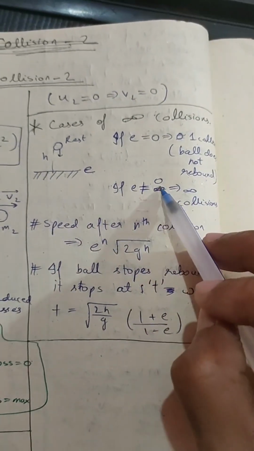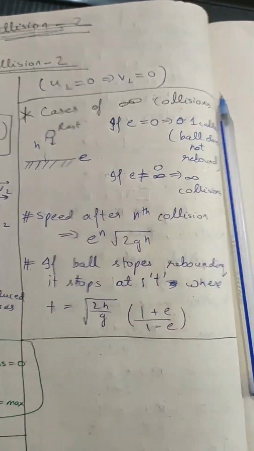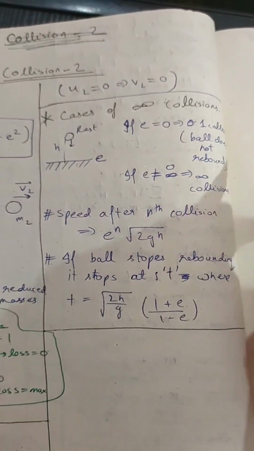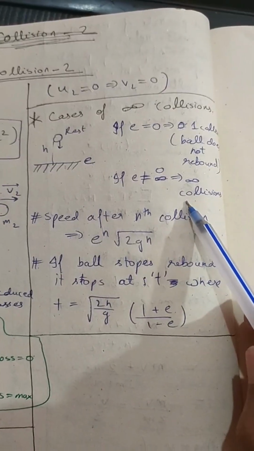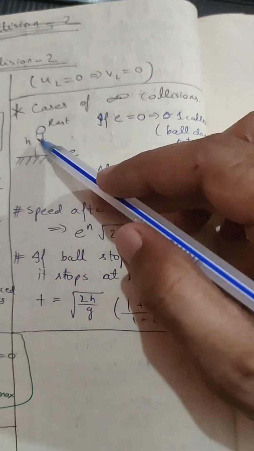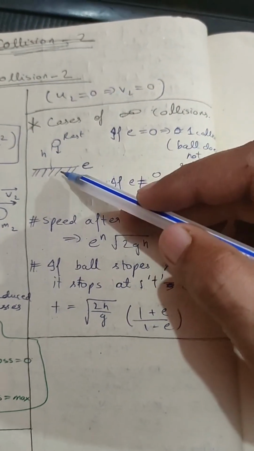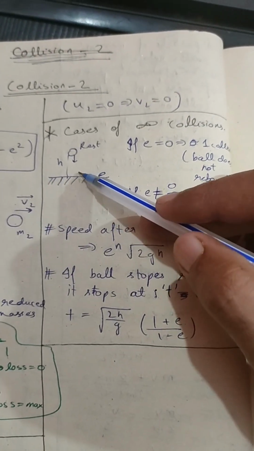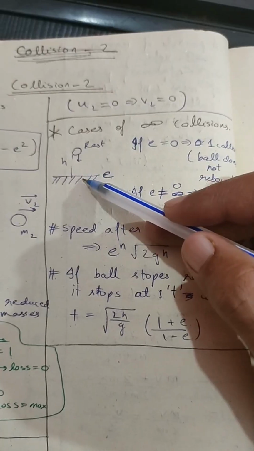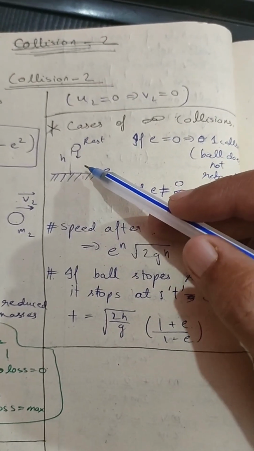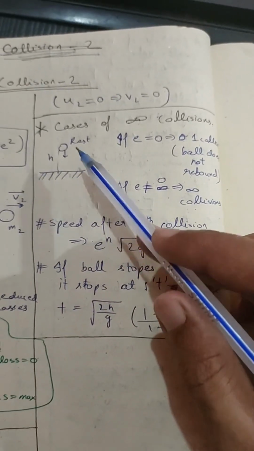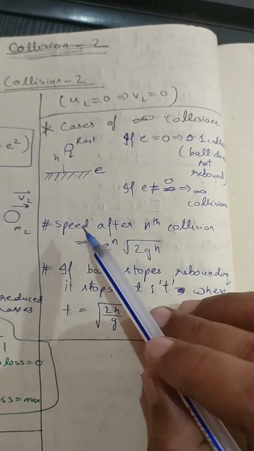But if e is not equal to 0, that is, if e is between 0 and 1 and can be equal to 1, then the number of collisions is infinite. The ball will go up and down, to and fro, and obviously the speed will decrease due to the value of e, and the height will decrease, but it will have an infinite and large number of collisions.